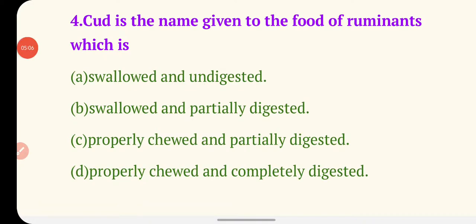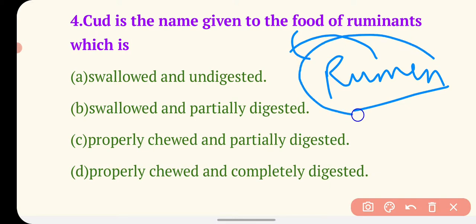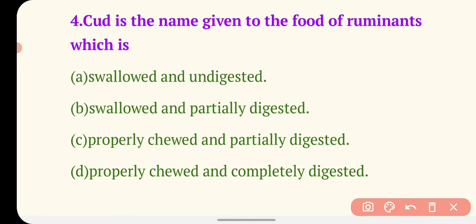So as you know, ruminants are the animals which have four chambers. They take the food very quickly and store it in the rumen, the first part of their stomach, and after that they bring the food back into the mouth, rechew it and swallow it again. So cud is the food which remains in the rumen, and it is swallowed and partially digested. So the right option is swallowed and partially digested.